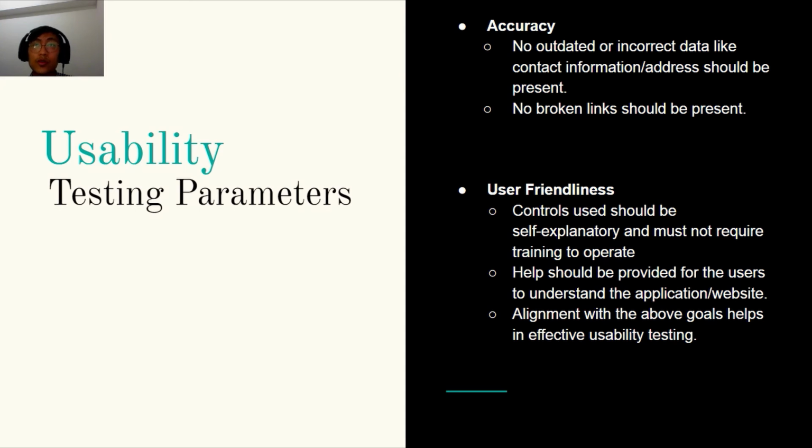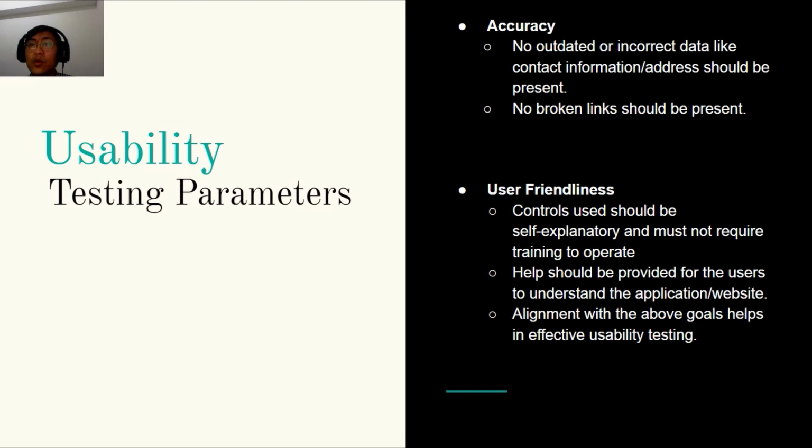So next is accuracy. So no outdated or incorrect data like contact information or address should be present, and next is no broken links should be present. And then next parameter is user friendliness. So controls used should be self-explanatory and must not require training to operate.